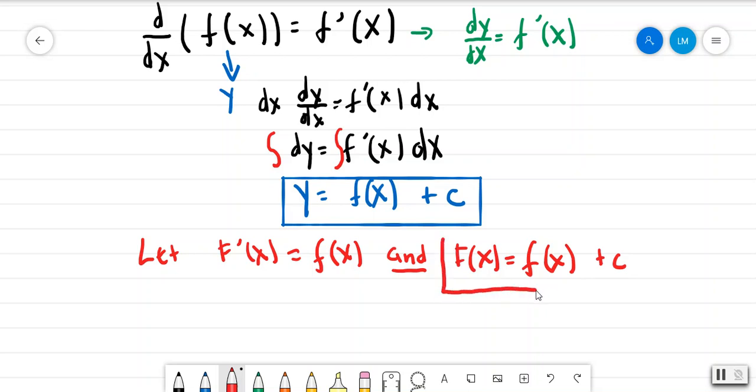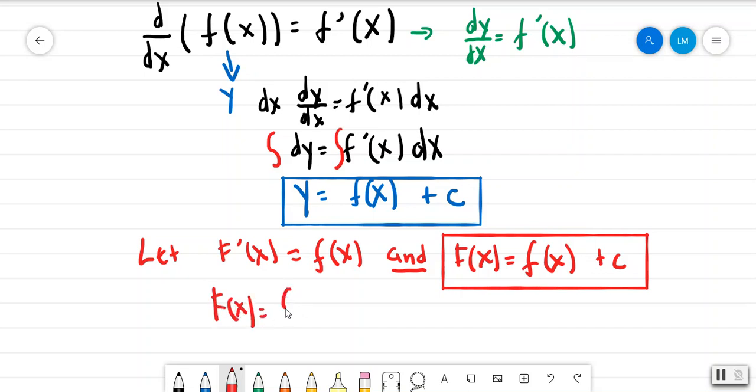So this is the most important piece: how exactly did we find this function? Well, the way we found this function was through the process of saying that big F of x is equal to the integral of f of x times dx. So in this case, we have the determination of how we are finding big F of x. This should be correct.